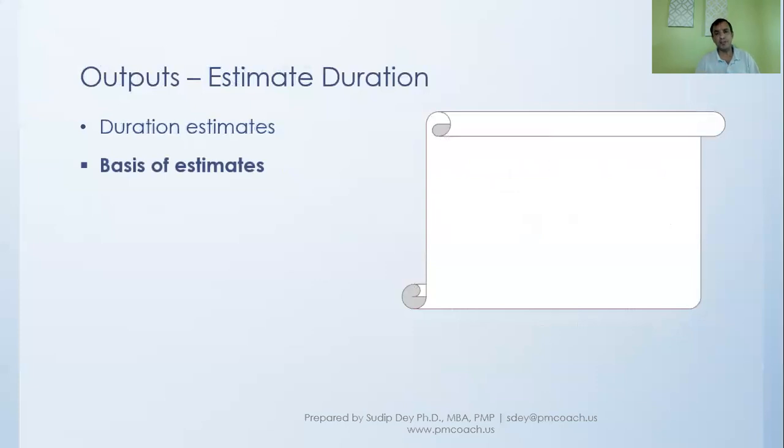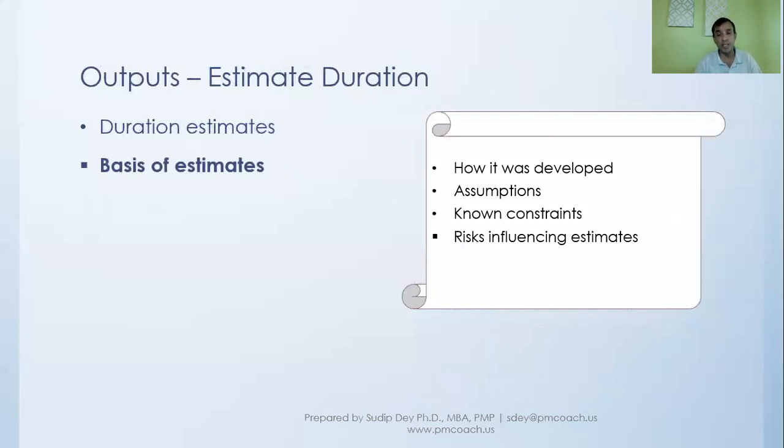When we are putting these estimates for each activity as an output, we would also want to put basis of estimates. What has been our thinking during this estimation process? How was it developed? And what kind of assumptions did we make in making these estimates? Are there any constraints that we have had to take into consideration? And what are the risks that have influenced our estimation? So these are things that we'll add in a document when we put the duration estimates.